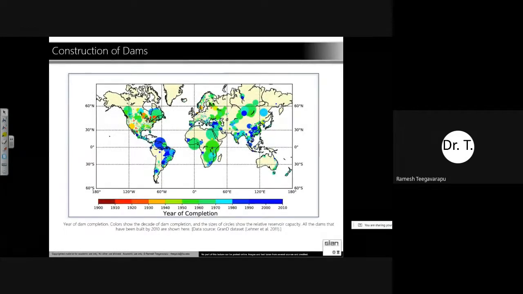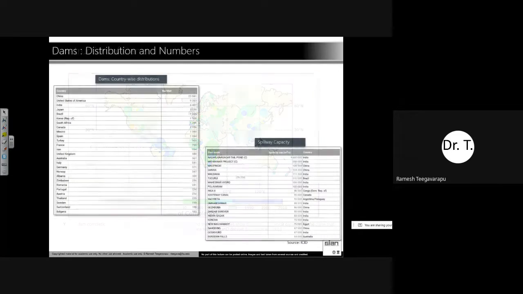So if you see here, the construction of the dams, and we are going into 2010, these colors indicate how old some of the dams are, and you can see most of the dams are in either light green or blue color, indicating that we are still building dams, and there are so many dams that have become operational in the most recent years, and some of them are old constructions. So you can see how many dams each country has. China has the largest, approximately 23,000, and then the United States, and then India ranks third in the number of dams. This is from the ICID.